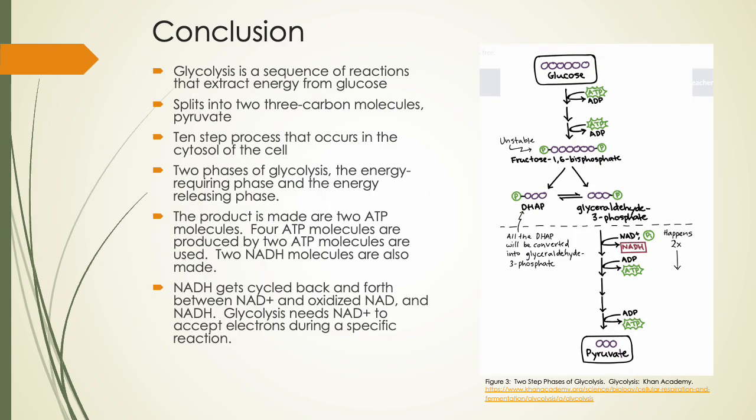So to conclude, glycolysis is a sequence of reactions that extract energy from glucose. It splits it into two 3-carbon molecules, pyruvate. It is an ancient metabolic pathway. It is a 10-step process that occurs in the cytosol of cells. There are two phases of glycolysis: the energy requiring phase and the energy releasing phase.